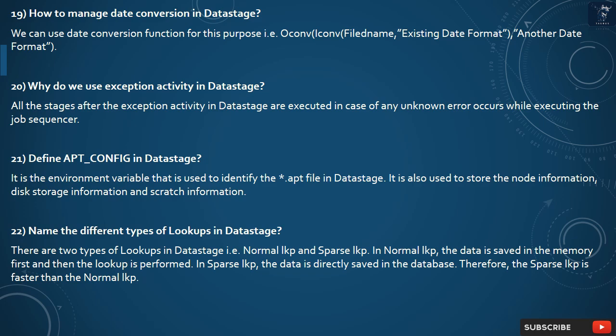21. Define APT_CONFIG in DataStage. It is the environment variable that is used to identify the *.apt file in DataStage. It is also used to store the node information, disk storage information and scratch information.